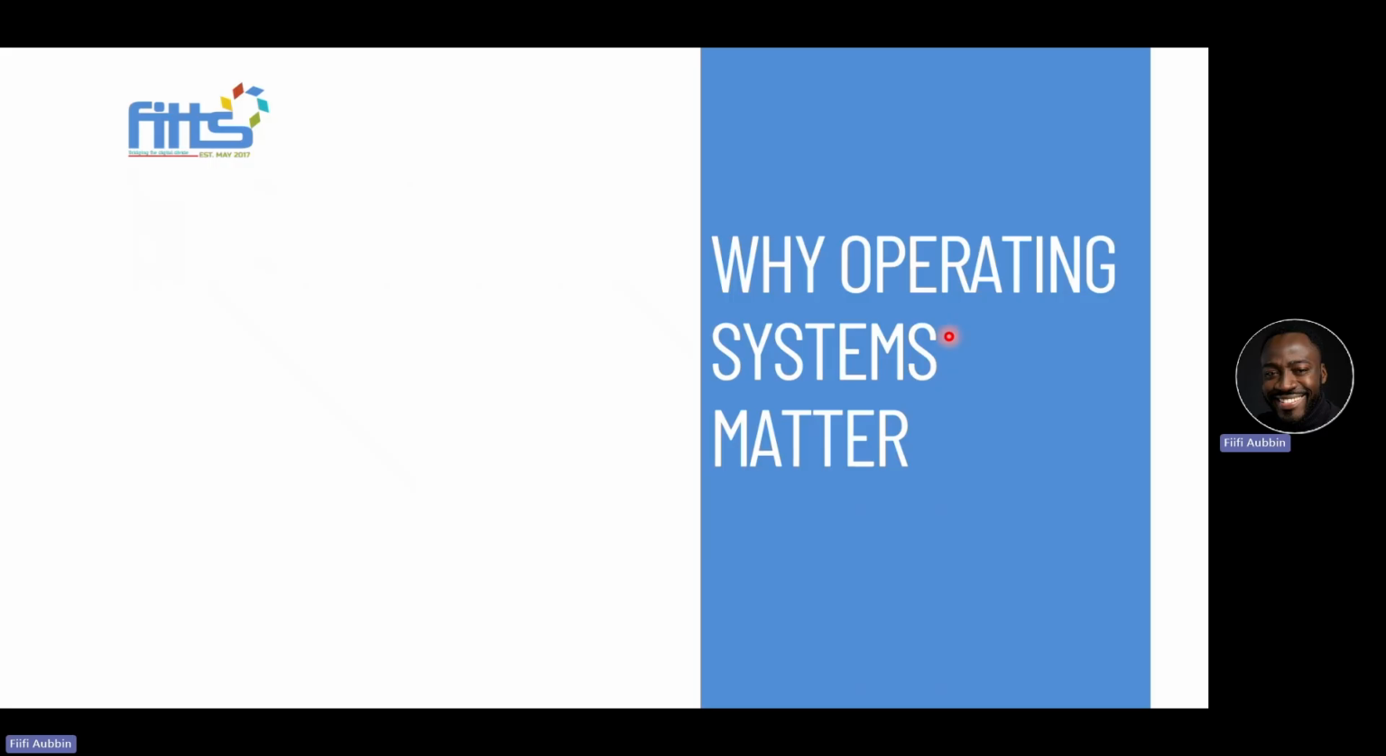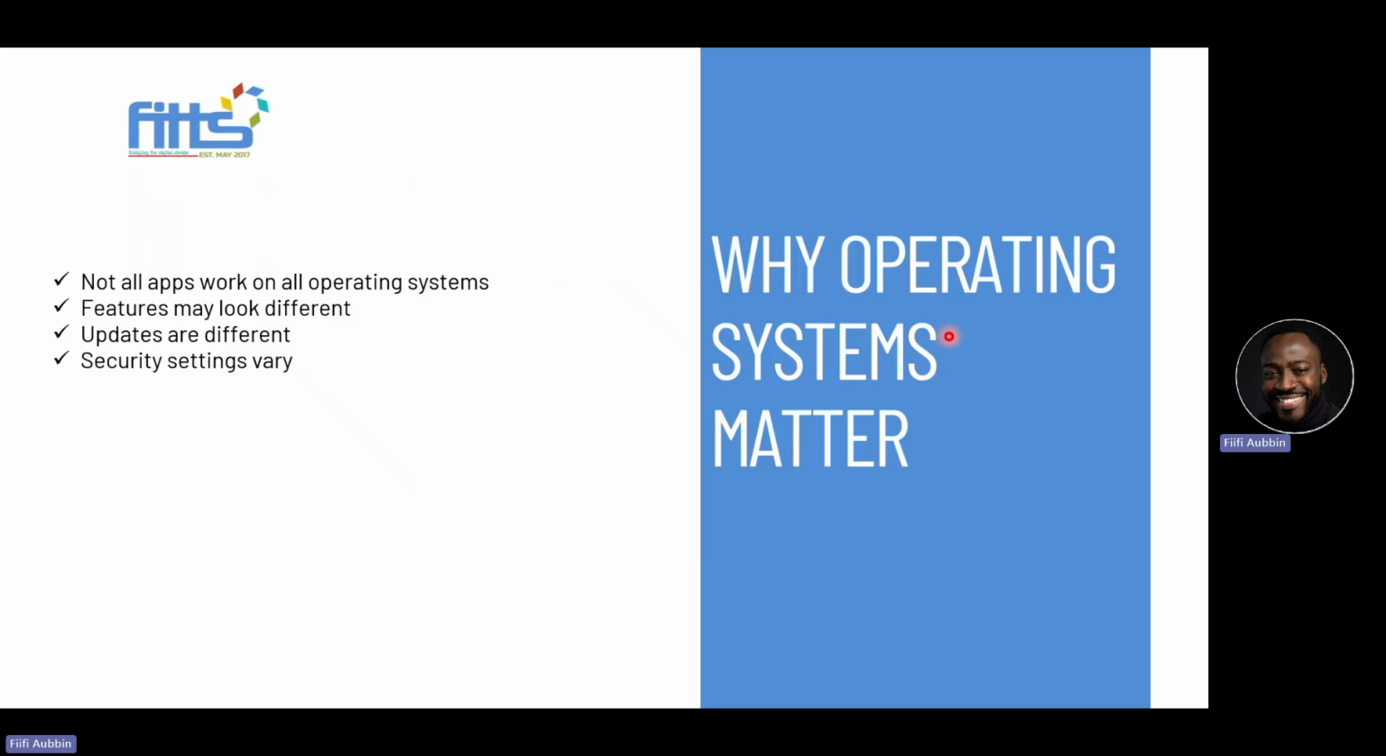So why operating systems matter? Operating systems matter because not all apps work on all operating systems. We've got certain apps on our Android device, like the Samsung, which are not on our Apple device, the iOS version. So you need to know. Also, the features may look different. Updates are also different, and security settings vary across different platforms. So understanding your operating system helps you make better decisions and avoid confusion.